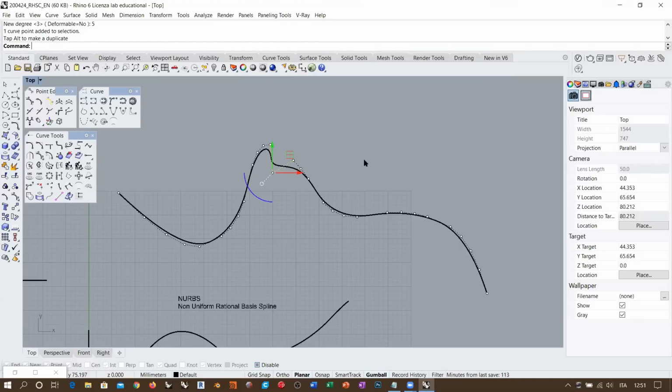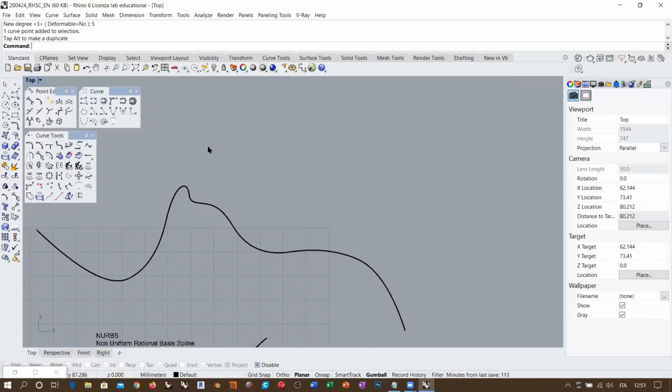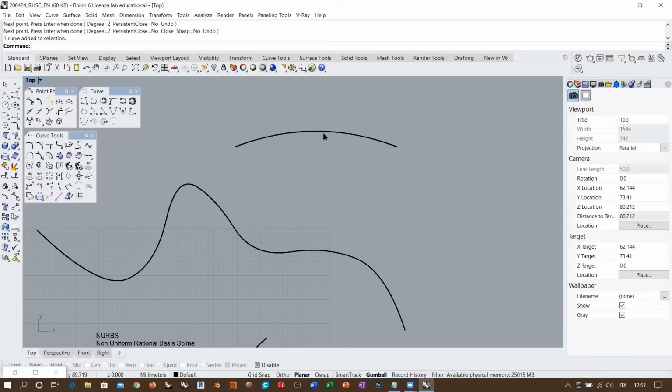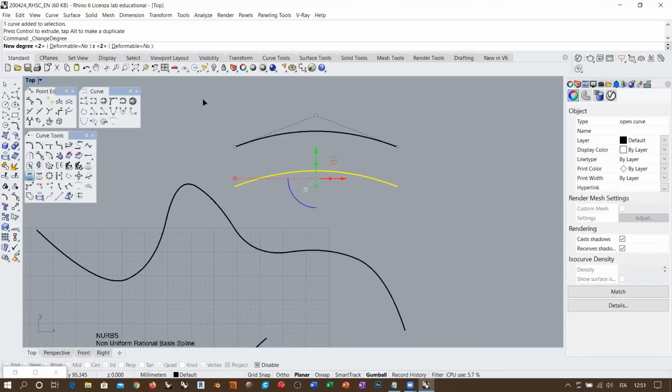So we have, let's look at this with a new control point curve with degree 2. Okay, I am creating this single span degree 2 curve with 3 control points. It means it only has one knot here and one knot here, one single span. Now I can take this, copy it, change the degree, and set it to 3.